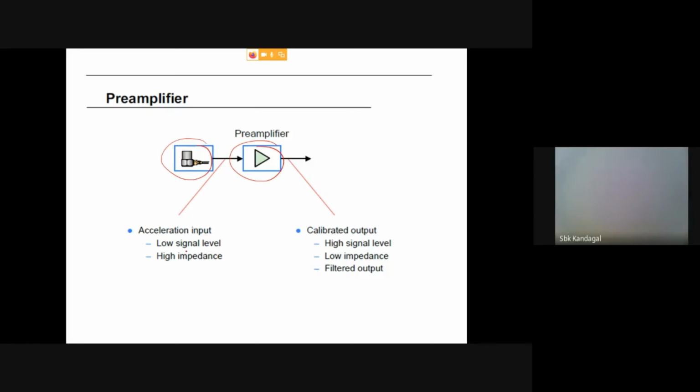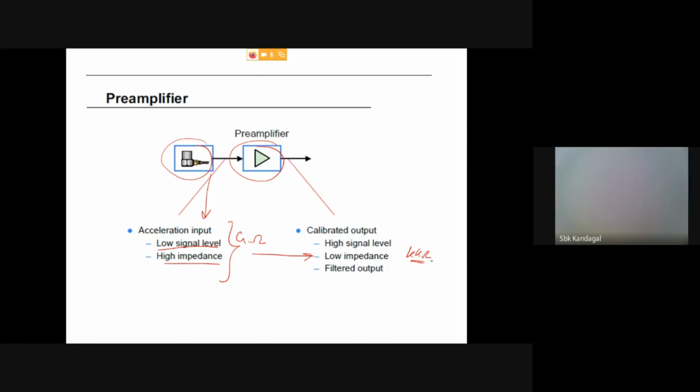Pre-amplifiers are used for low signal noise level, high impedance. These are typically the characteristics of the signals coming out of the accelerometer. Once you send it to the pre-amplifier, the signal will get amplified and the impedance will get reduced. It will be in terms of giga ohms, and it will get reduced to kilo ohms.